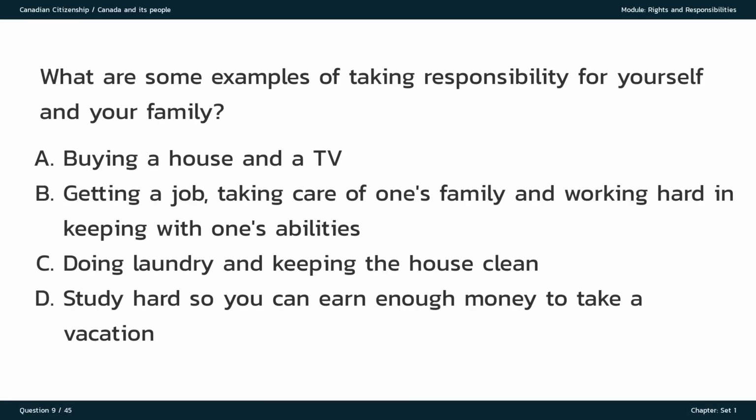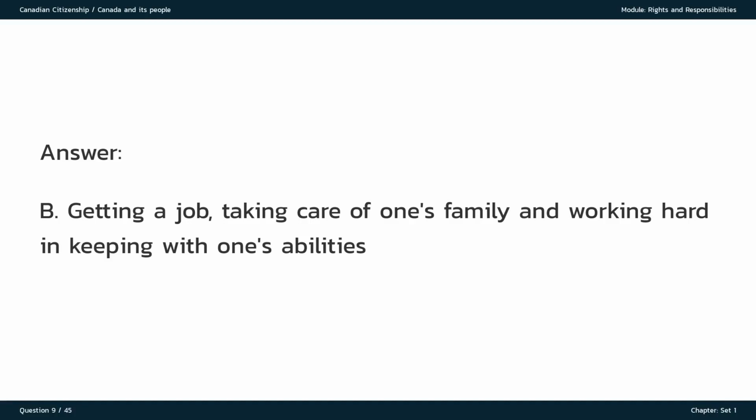What are some examples of taking responsibility for yourself and your family? A. Buying a house and a TV. B. Getting a job, taking care of one's family and working hard in keeping with one's abilities. C. Doing laundry and keeping the house clean. D. Study hard so you can earn enough money to take a vacation. The answer is B. Getting a job, taking care of one's family and working hard in keeping with one's abilities.